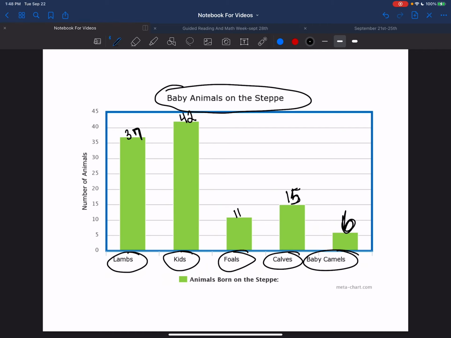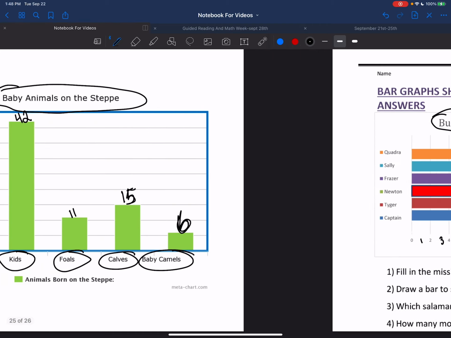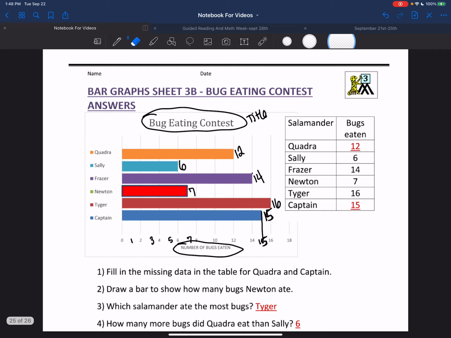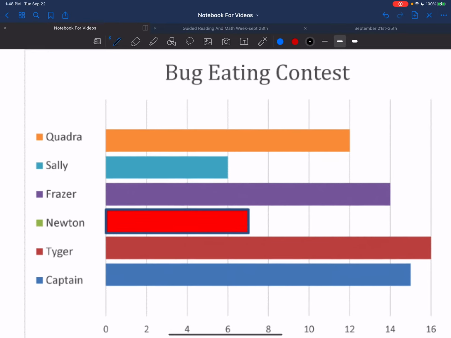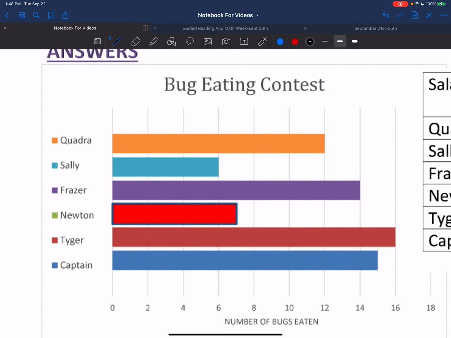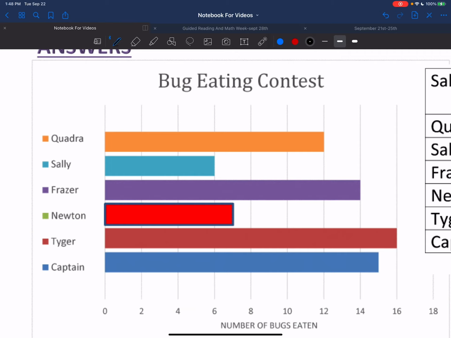Now let's look at a graph that is set up horizontally. As you can see, let me erase all this data. This one looks a little bit different, but it's still the same type of graph. We're still using bars to represent our data. So again, the first thing I like to do is look at that title so I really know what we're talking about in this graph.